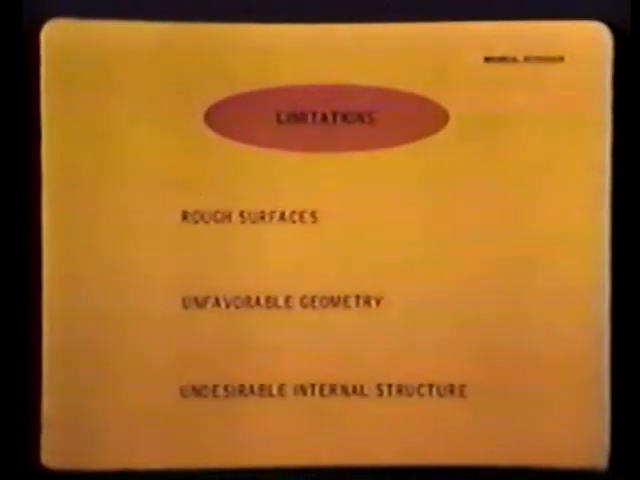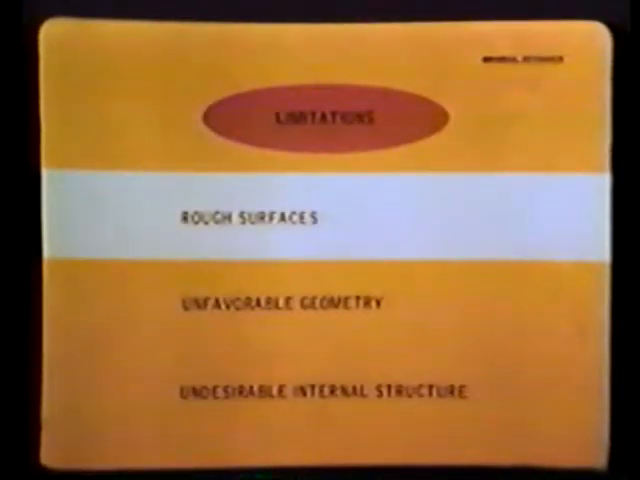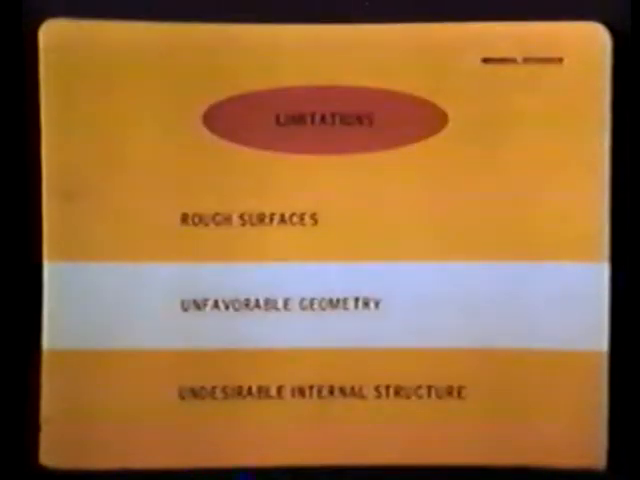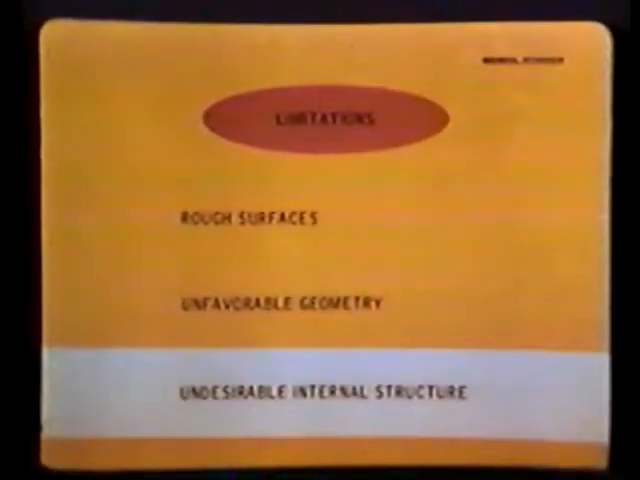Limitations? Yes. You'll find that excessively rough surfaces can limit ultrasonic testing. So can unfavorable geometry, such as complex shapes, contoured or angular surfaces, the size of a specimen, or an undesirable internal structure, such as coarse grain, porosity, high inclusion content. You'll learn the reasons why, as well as how to minimize their effects when possible.